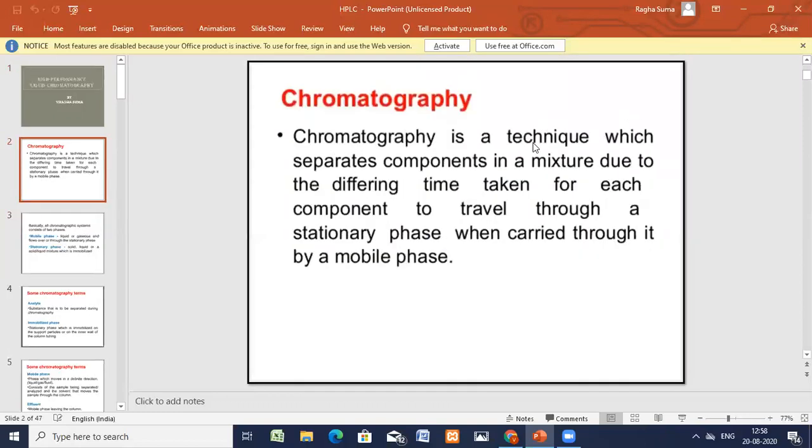Chromatography is a technique which separates components in a mixture due to the differing time taken by each component to travel through the stationary phase when carried through it by a mobile phase. So chromatography is a separation technique for mixtures. Due to the differing time taken, the compounds travel through the stationary phase, which is being carried by the mobile phase.